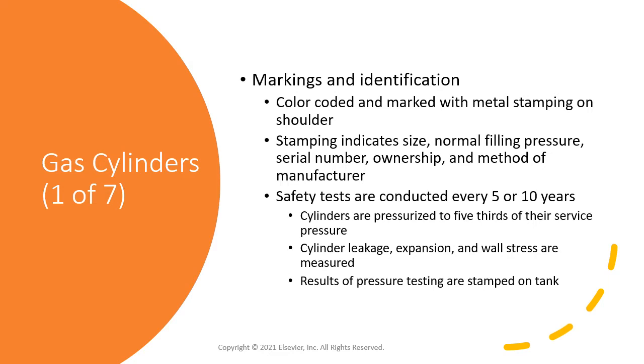Safety tests are conducted every 5 to 10 years as specified by Department of Transportation regulations. During these tests, cylinders are pressurized to 5/3 of their service pressure. While the cylinder is under pressure, technicians measure the cylinder leakage, expansion, and wall stress. The notation EE followed by a number indicates the elastic expansion of the cylinder in cubic centimeters under test conditions.